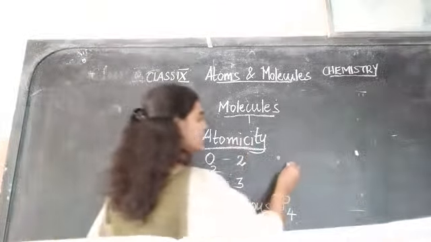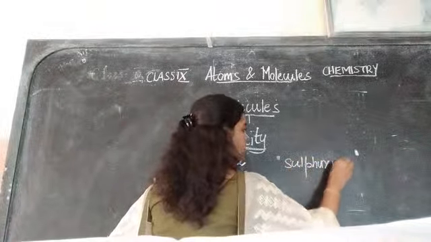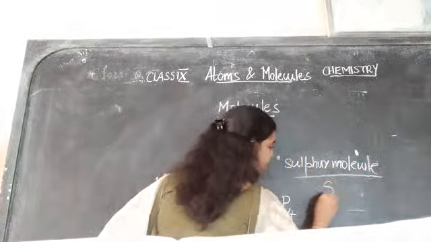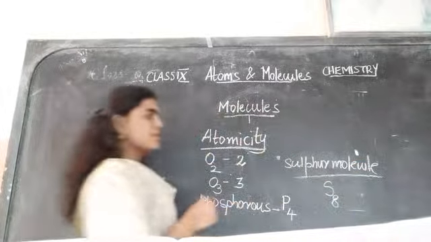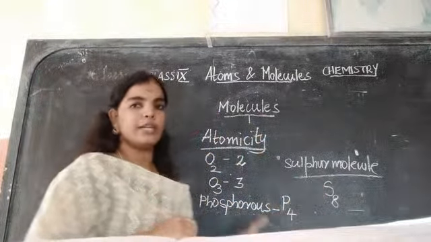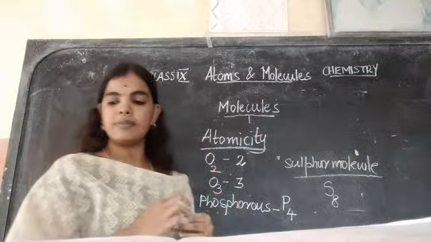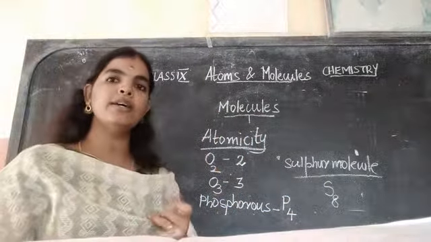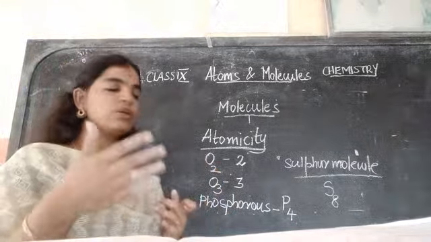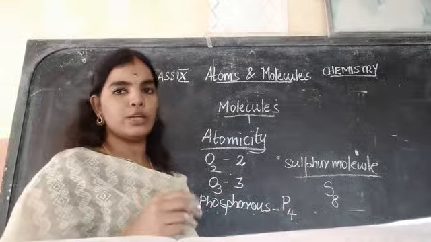And another specific example is the sulfur molecule. The sulfur molecule's symbol is S8. So each sulfur molecule consists of 8 atoms. So this is a polyatomic molecule. Okay. So if 1 atom is present, we call it monoatomic. If 2 atoms are there, we call it diatomic. 3, triatomic, like that it goes. If so many atoms are present, we call it a polyatomic molecule.